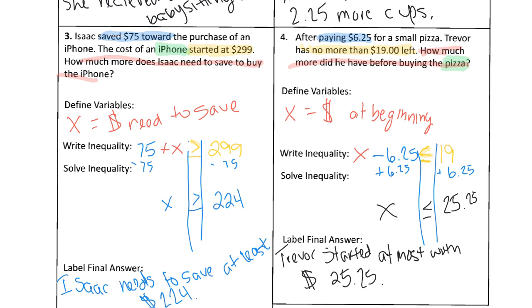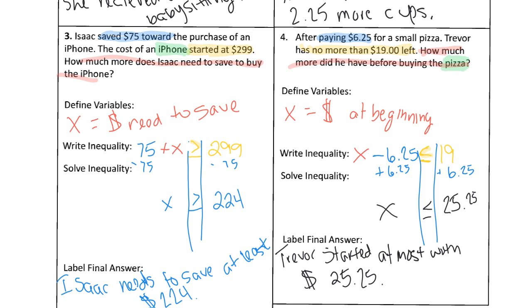When you solve, you should get x is greater than or equal to 224. When we write this out, you're going to say Isaac needs to save... Again, you could write this any way, since you have a bunch of words for the greater than or equal to symbol, but I'm saying he needs to save at least $224. Okay.